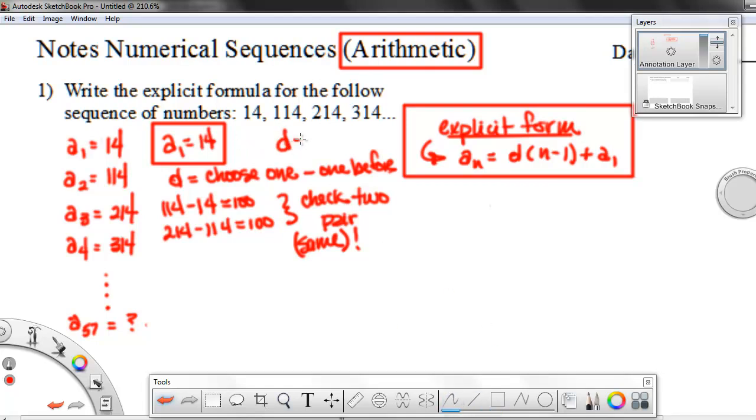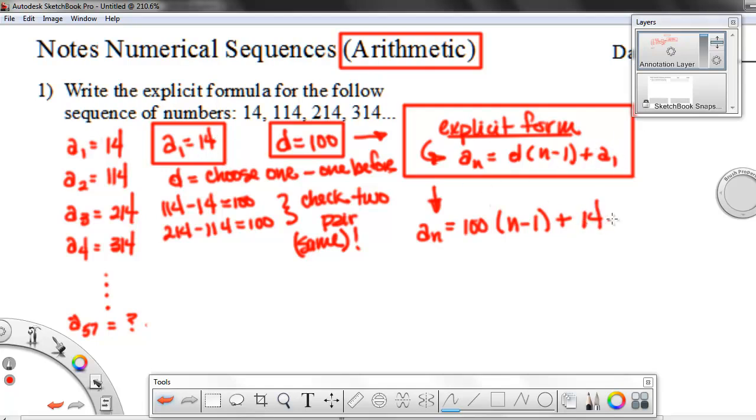We found d. I don't know why I put, yeah, it should be 100, not 110. It should be 100. There we go. And now what we're going to do is take those values and put them in the explicit form. So here we go. I have A of n equals 100, which is d, times n minus 1, plus 14. So that is the explicit form. That's the first part of our answer.